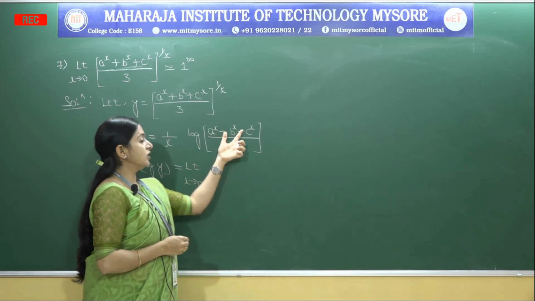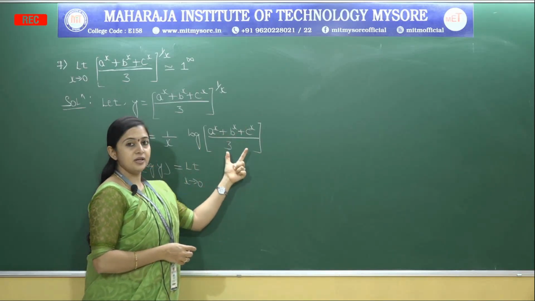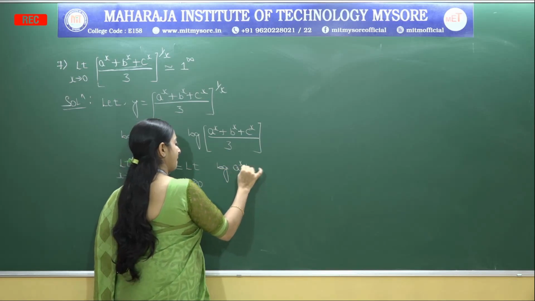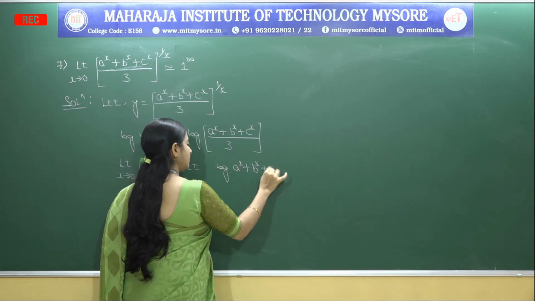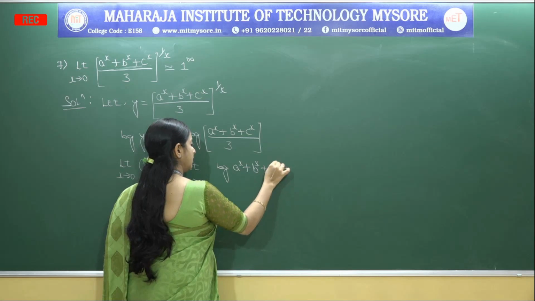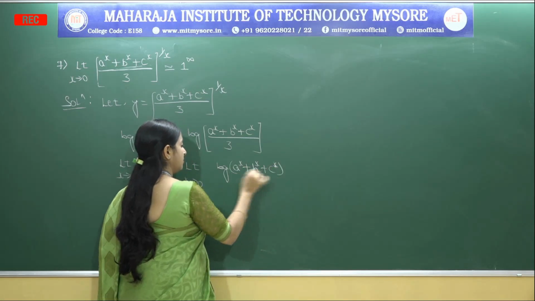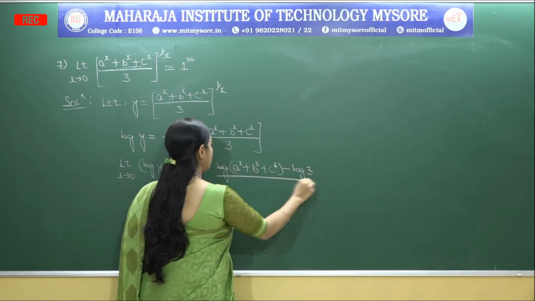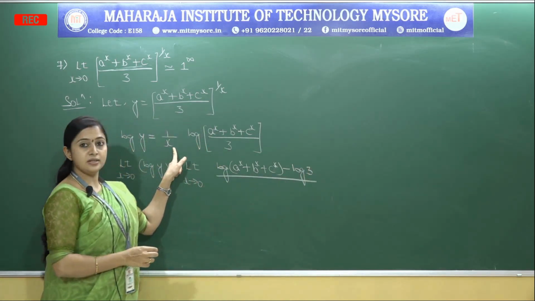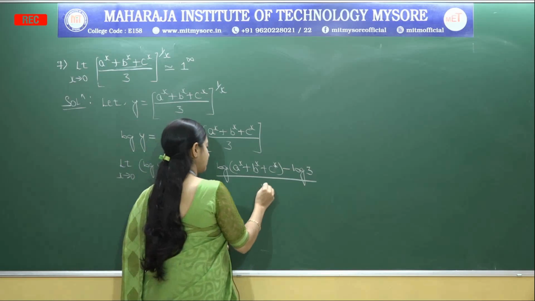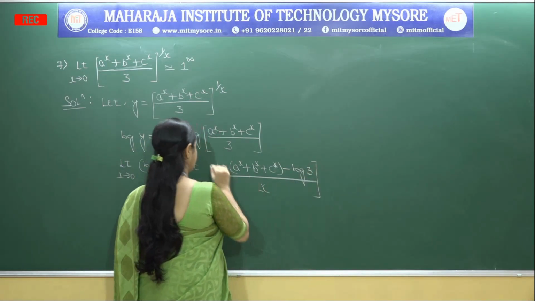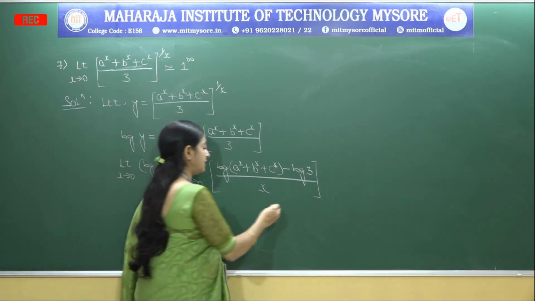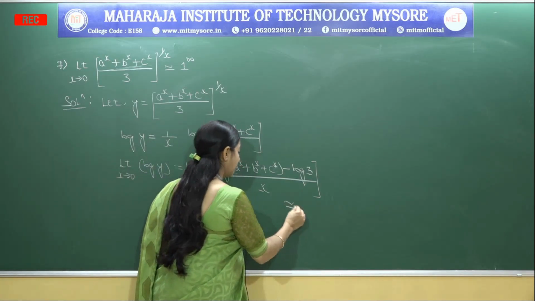Here again apply the logarithmic property log m by n. So you will get log of (a power x plus b power x plus c power x) minus log 3. Denominator you have 1 by x, so the denominator will get the x. Then apply the limit, check whether it takes a standard indeterminate form or not.